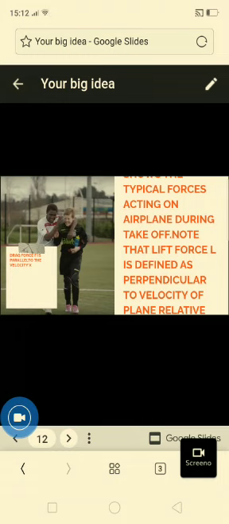A drag force F is parallel to the velocity v. Typical forces acting on the airplane during takeoff: note that the lift force is defined as perpendicular to the velocity of the plane. So the lift force is perpendicular to the velocity of the plane and the drag force is parallel to the velocity.